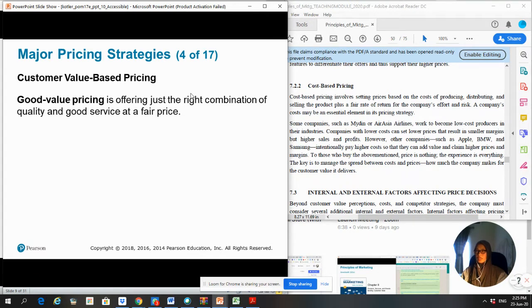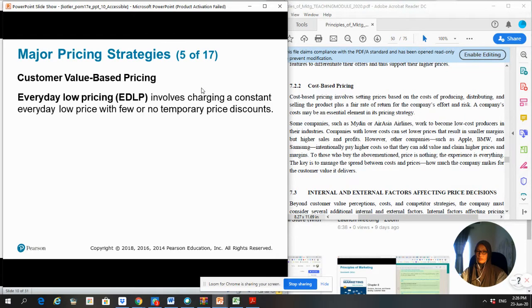Sometimes we can see that Mydin and Giant compete on the same products, right? Because this is a grocery product, they have a mix of grocery items and so many brands that they compete with each other. So the customer value might be perceived in other factors. Other factors means that shopping in Mydin might tend to be more comfortable, or Giant offers a more conducive environment. So this is what we can see as a value added to what customers perceive.